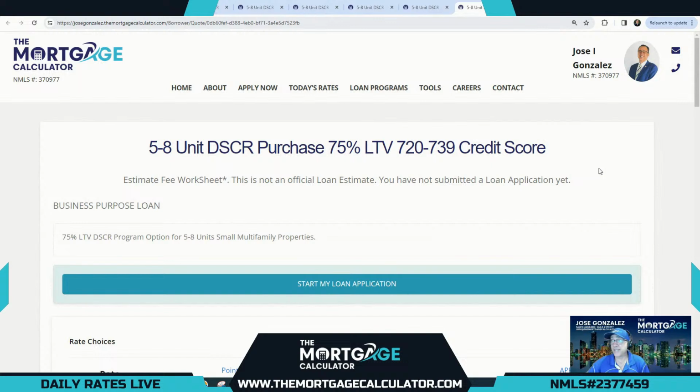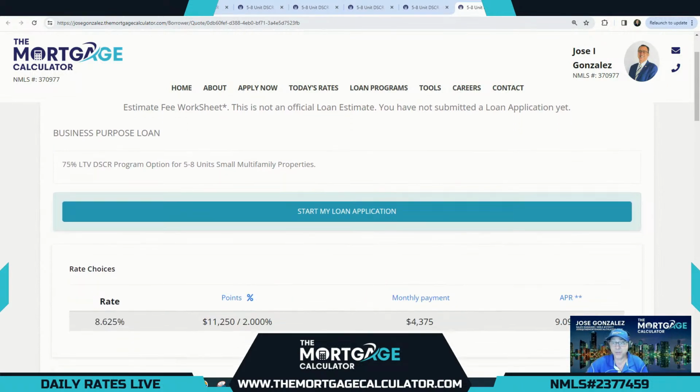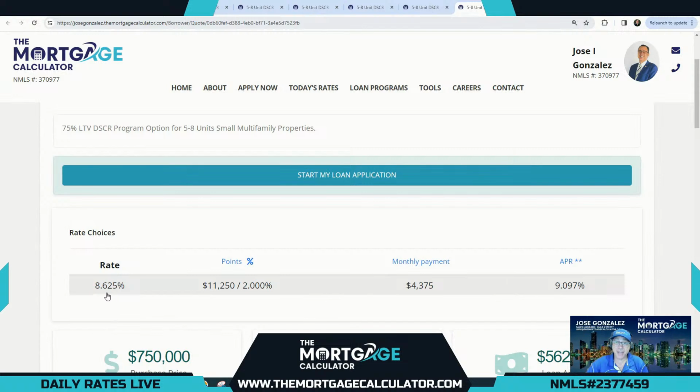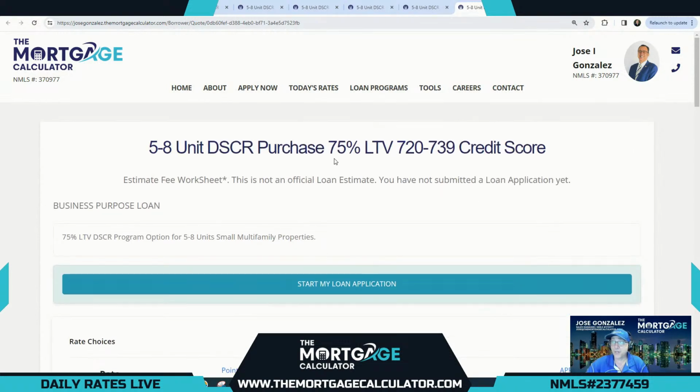Now our next grid is 720 to 739. Still good credit. We're still able to get 75% LTV. That's the first important consideration of your investor. And the same 8.625% interest rate is now costing 2%. So another 0.375 of a point increase in the cost of 8.625. But most importantly, we're still able to attain 75% loan to value or 25% down payment.